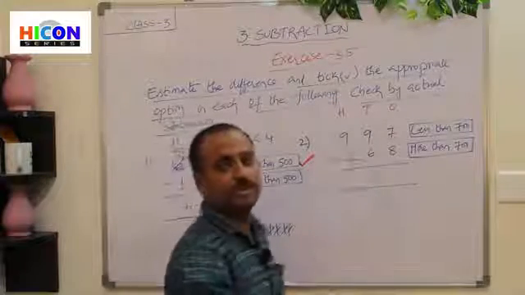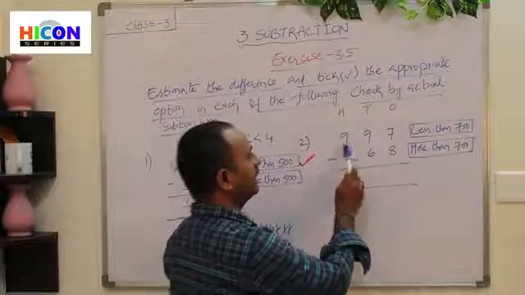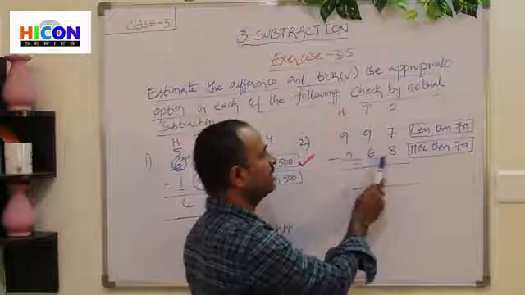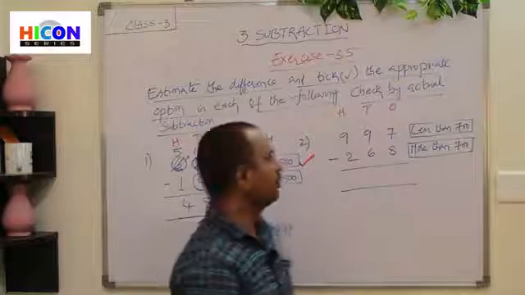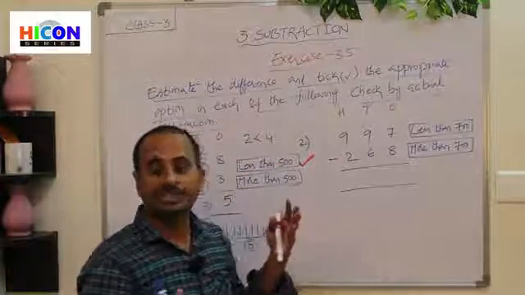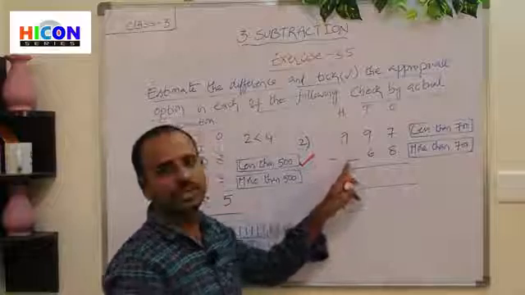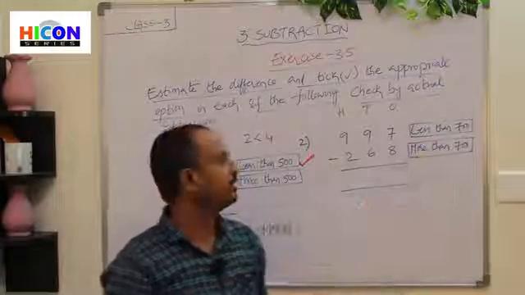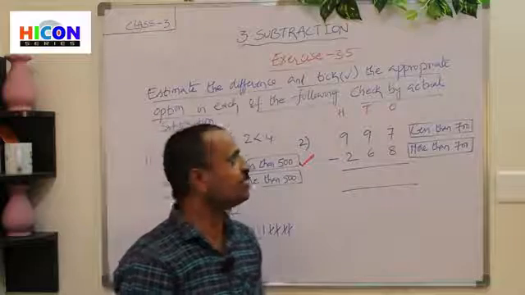So they have given two numbers in this problem. That is 997, and the second number is 268. Now we have to estimate the difference of these two numbers, whether it is less than 700 or more than 700. So how can we estimate?